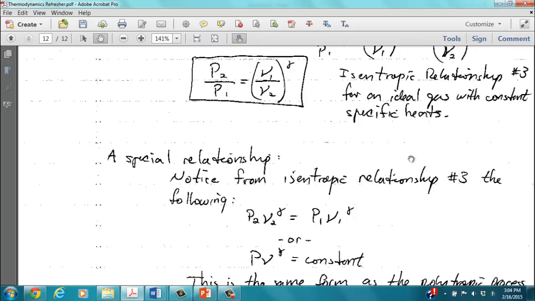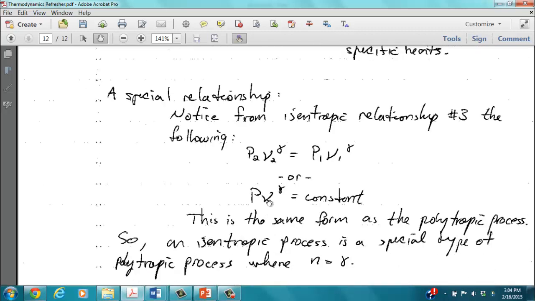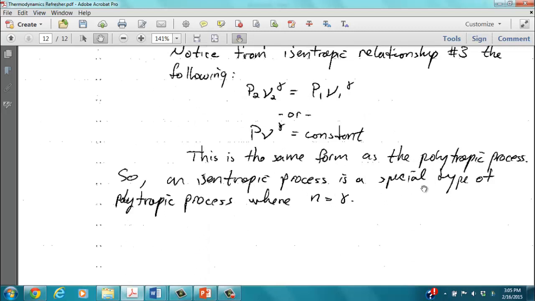Okay, so what's interesting is if we take this relationship here and we multiply it out, what we'll get is P2V2 raised to the gamma is equal to P1V1 raised to the gamma, right? Or P times V raised to the gamma is equal to a constant. And what you'll notice is that is exactly the same form as our polytropic process. So an isentropic process is in fact a special type of polytropic process where N, the polytropic index, is equal to gamma, the ratio of specific heats.